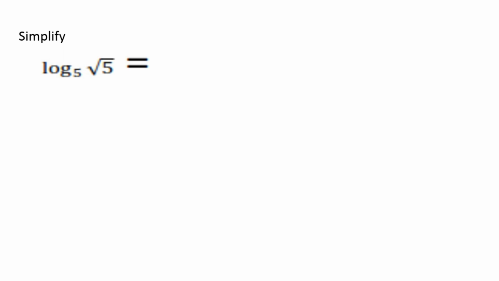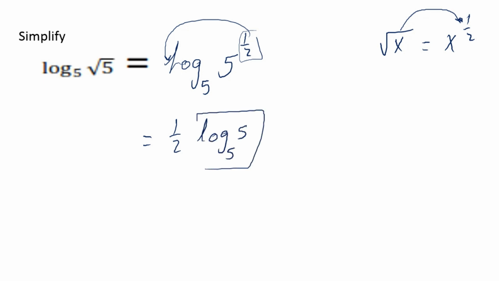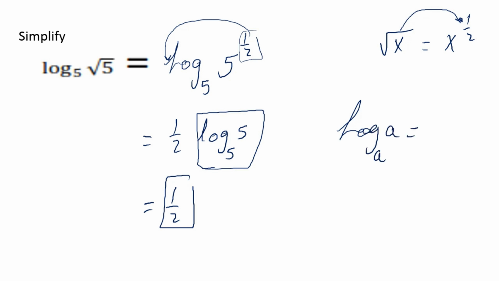Log base 5 of root 5 can be written as log base 5 of 5 to the power of half, because we know that root of x is equal to x to the power of half. So we can change root, write it as exponent power half. So half will go outside the log, so it's half log base 5 of 5. And log of a number for its own base gives me 1. So half multiplied by 1 is half. So don't forget that log base a of a is equal to 1, and log base a of x to the power n is the same as n log base a of x.